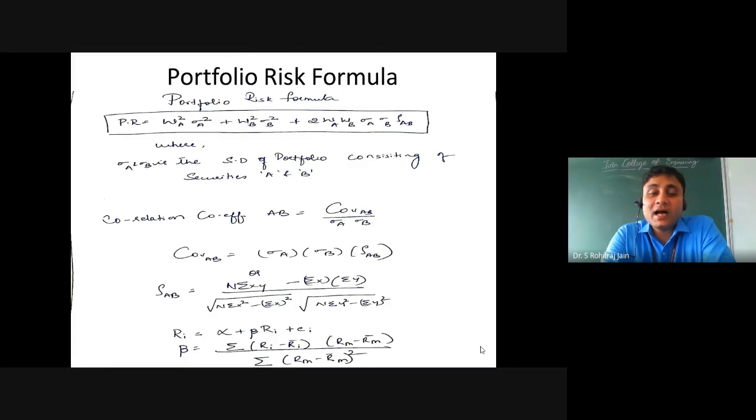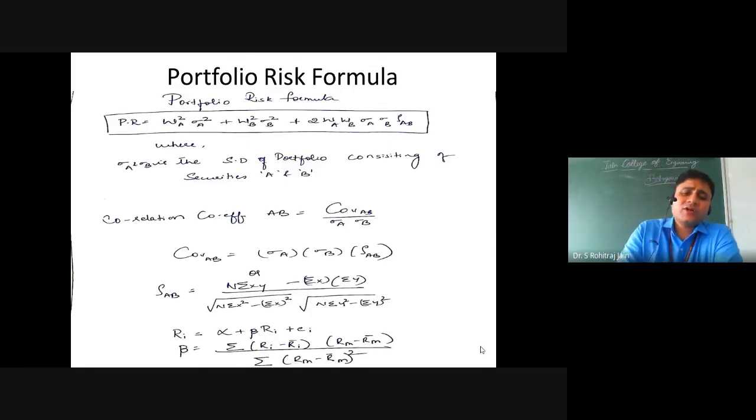I use the symbol R, small letter r, which is equal to n into summation of x into y minus summation of x into summation y, whole divided by square root of n into summation x square minus summation x whole square, multiplied by square root of n into summation y square minus summation y whole square, where the return of ith stock, Ri, is equal to alpha plus beta into Rm plus Ei.